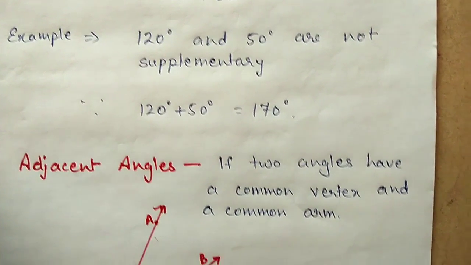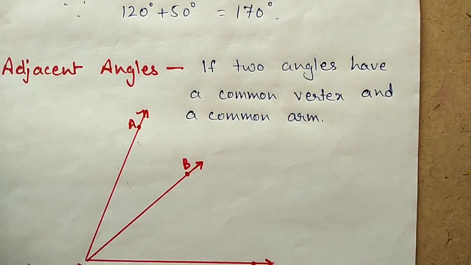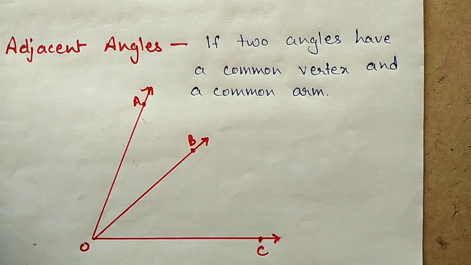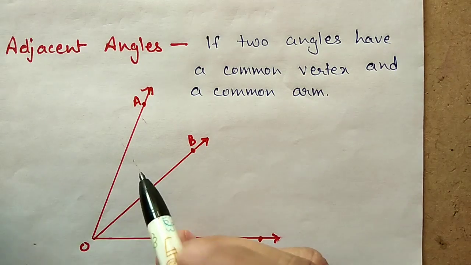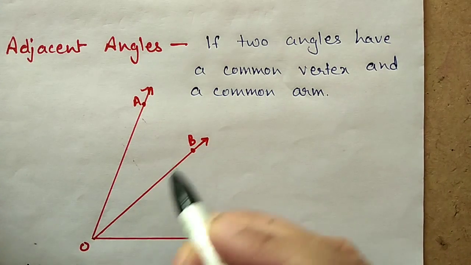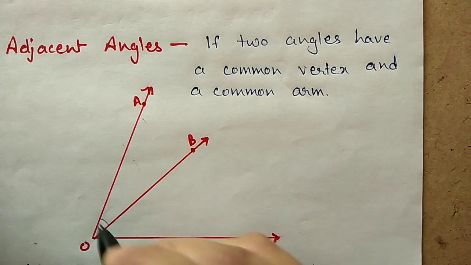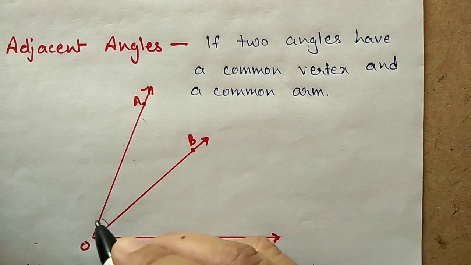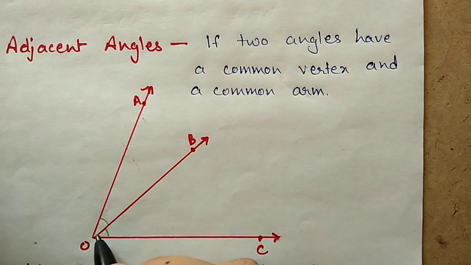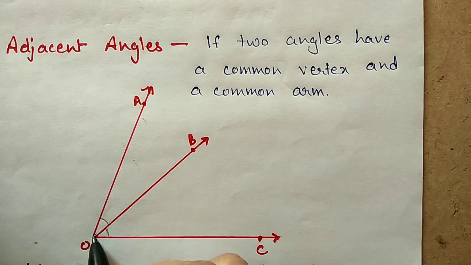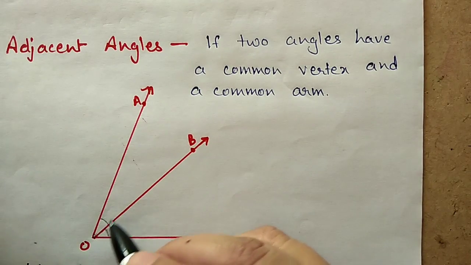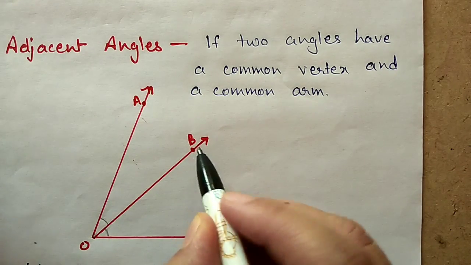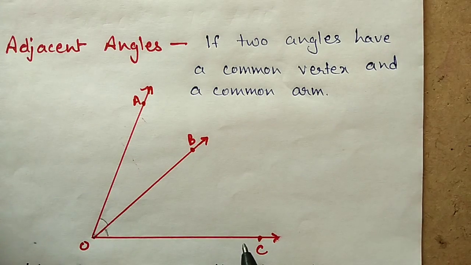Next is adjacent angles. If two angles have one common vertex and one common arm, then these angles are called adjacent angles. You can see here I have two angles, angle AOB, this angle, and one more angle BOC, this angle. So these two angles are called adjacent angles. You can see here one common vertex is there for both the angles, and along with that point, one arm is also common. OB is common for this angle and for this angle also.